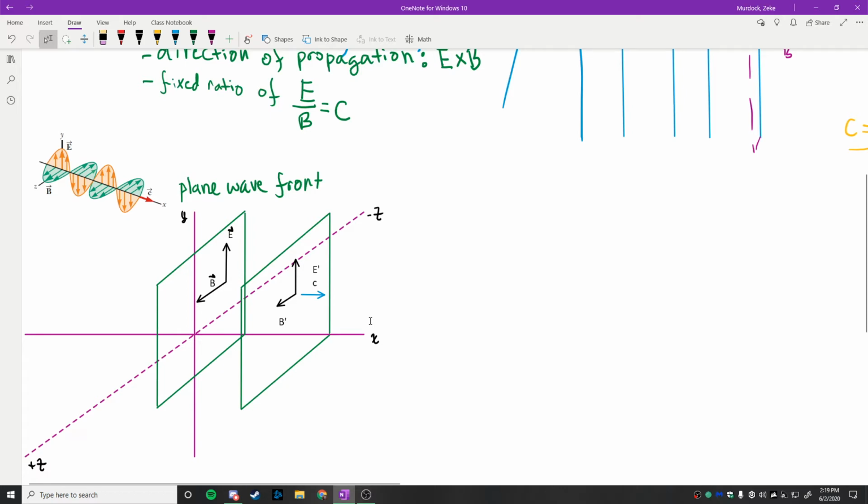Now, this is a very special type of wave. We call this linearly polarized light. It's something you'll learn about if you take physics 1D, but it has to do with the fact that these electric fields are only oscillating in one dimension, and the magnetic fields are only oscillating in one dimension. Okay. So that's our wavefront. It's composed of electric and magnetic fields.